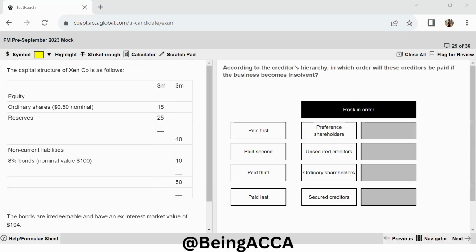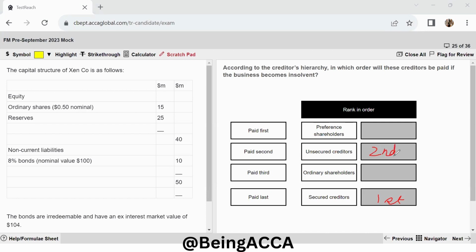This is the last scenario based question for this OT. According to the creditors hierarchy, in which order will these creditors be paid if the business becomes insolvent? So this is a rather basic question. We have always learned that first of all, who gets paid? Your secured creditors. I'm not able to drag these at the moment, so I'm just pointing them out. Secured creditors will be paid first, right? Then after that, who are we going to pay? Second, we are going to pay our unsecured creditors.